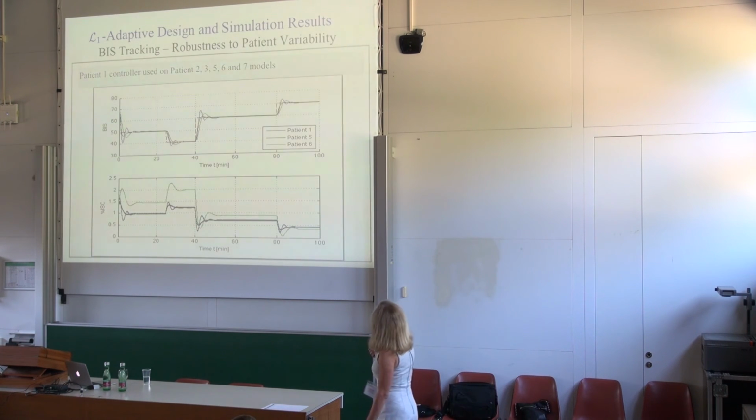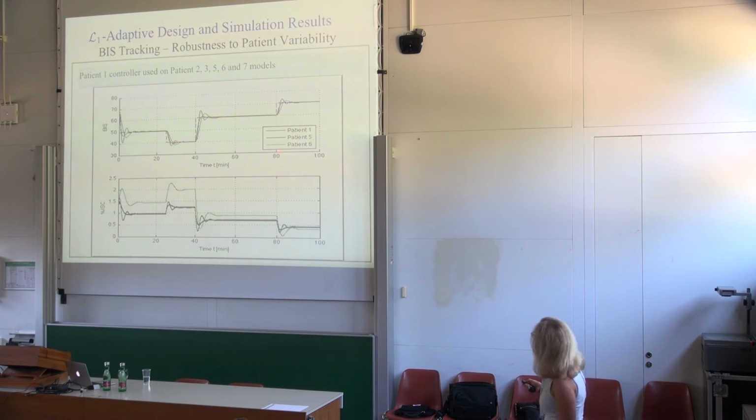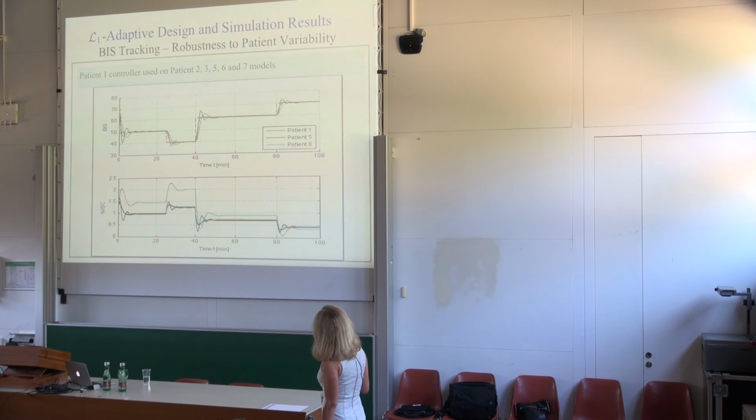And here we are looking at robustness of these controllers. So what we did is we took the patient 1 controller and we used it on all our other models. This shows 3 of them, patients 1, 5, and 6. So the reference trajectory we're trying to track, again, is this red dashed line. And the responses, patient 1 is the blue line, which is the patient 1 controller and the patient 1 model response. The patient 5 response is black and the patient 6 response is green.